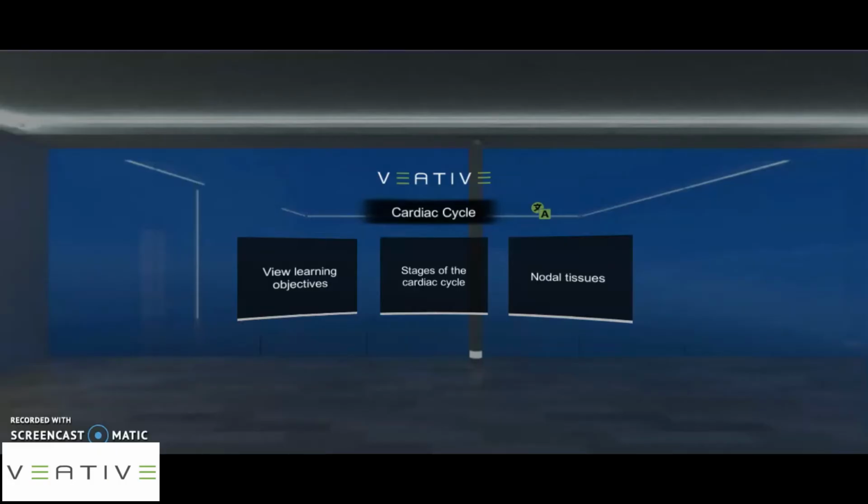Okay, now let us use a virtual reality application on viatip.com to observe how the impulses are transmitted throughout the heart.